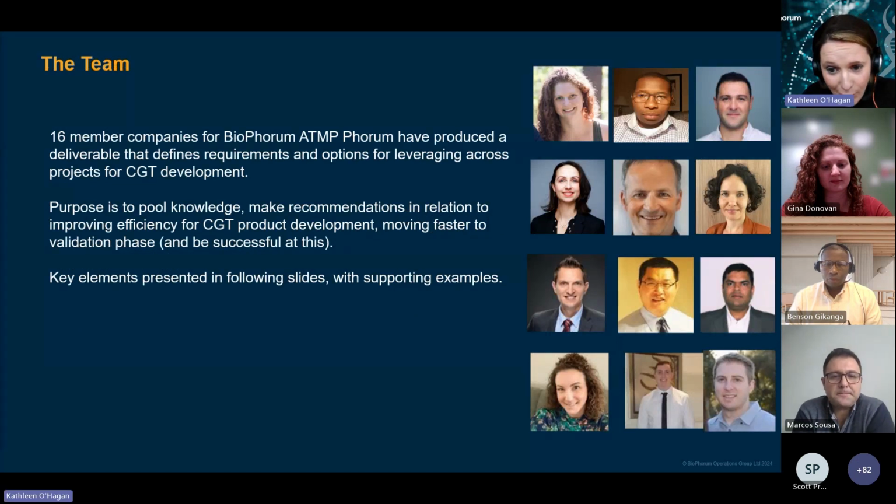This is some lovely photographs of our team members, some of the key contributors. The team consisted of 16 member companies, and we met every 2 weeks to pool knowledge and discuss recommendations when it comes to improving efficiency for CGT product development. And we'll talk about some of those key elements in the upcoming slides.